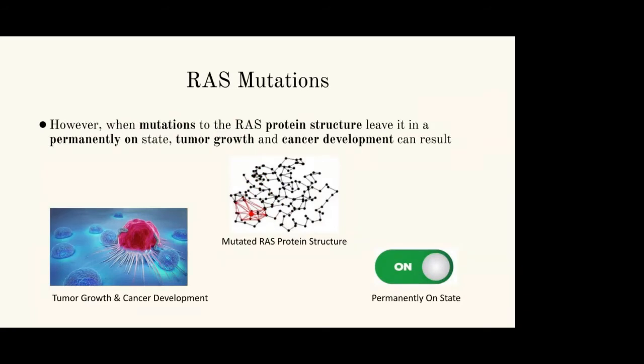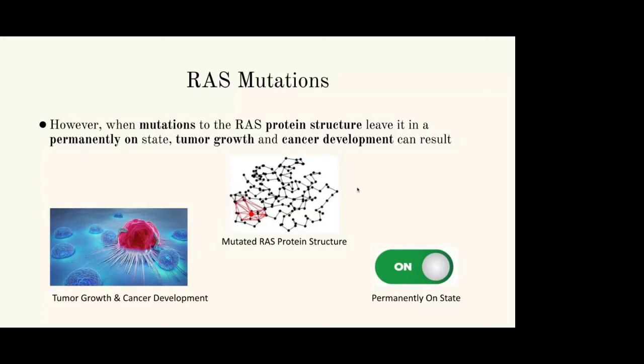The key part of the research is looking at what happens when there are mutations to the RAS protein. If the protein structure is mutated, sometimes it can be left in a permanently on state. And if it is, then tumor growth and even cancer development can result. So obviously this is pretty problematic. It's important to research the protein structures and see precisely what effect every single mutation has on the structure of the protein, and whether it's possible to predict ahead of time whether the resulting tumor would be malignant or benign.